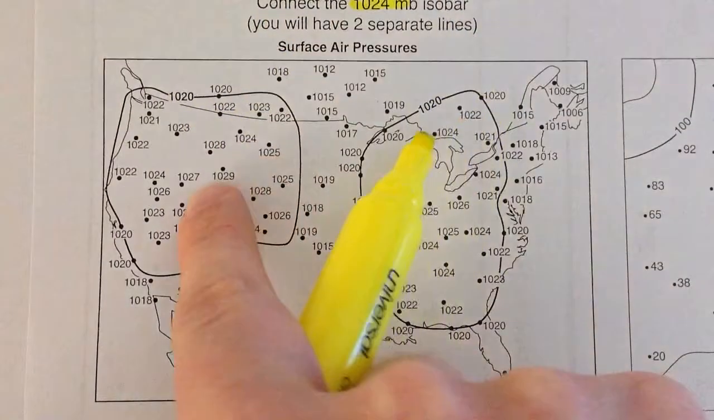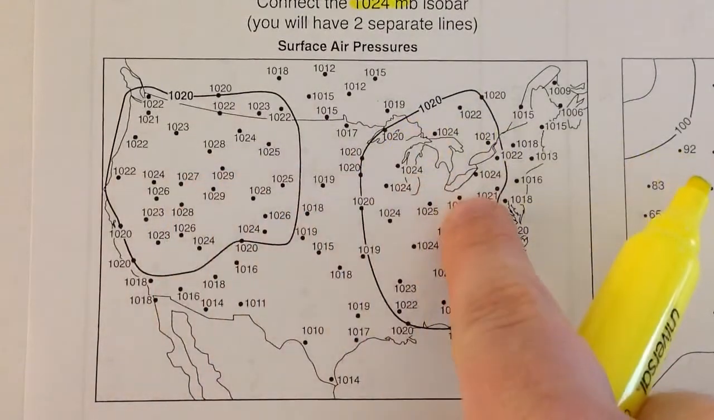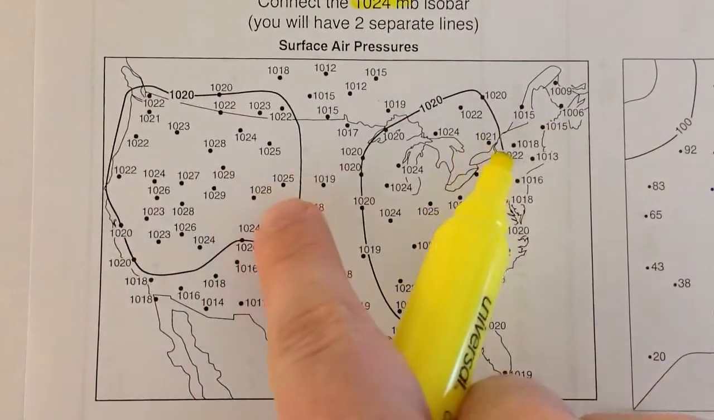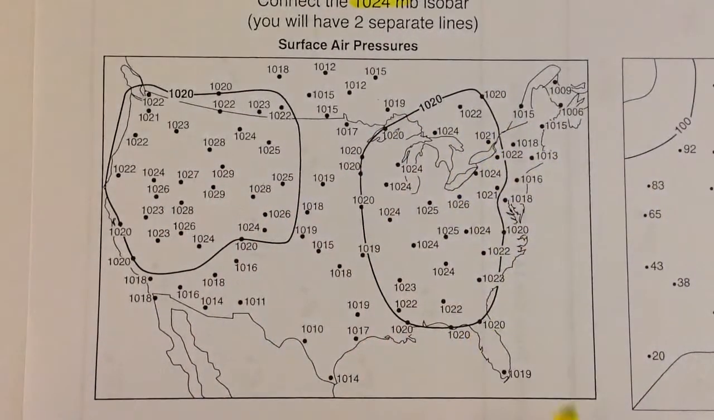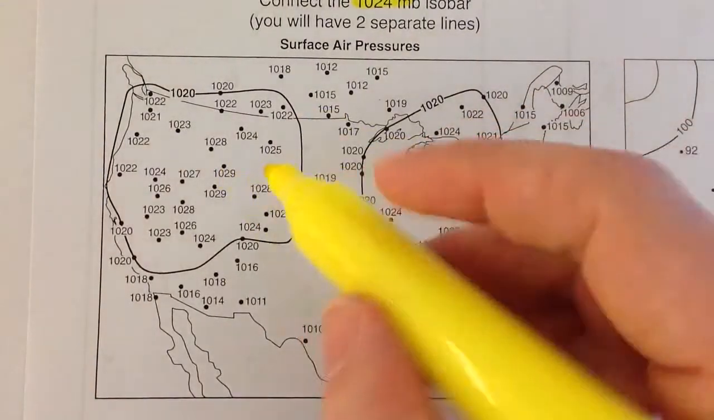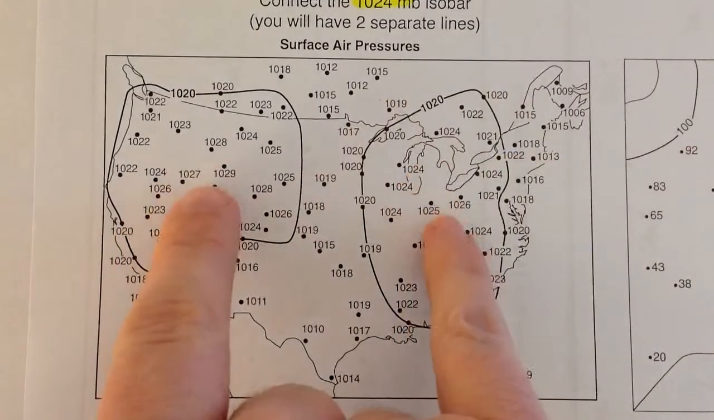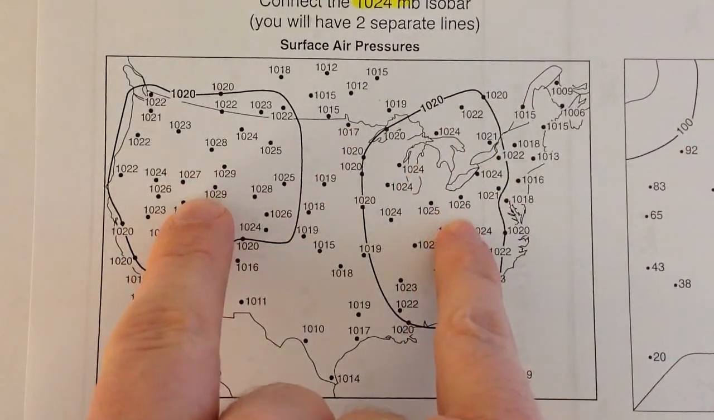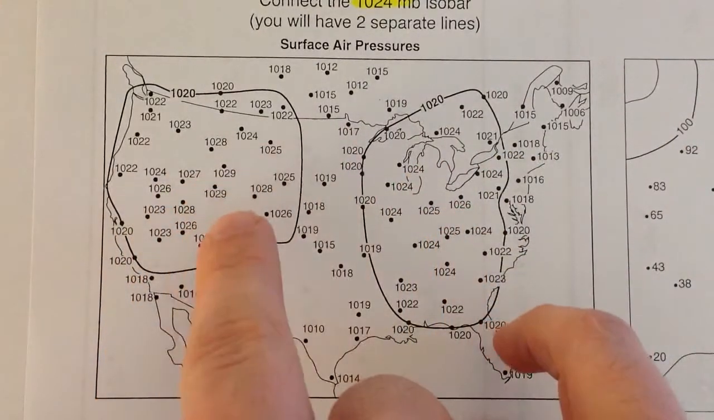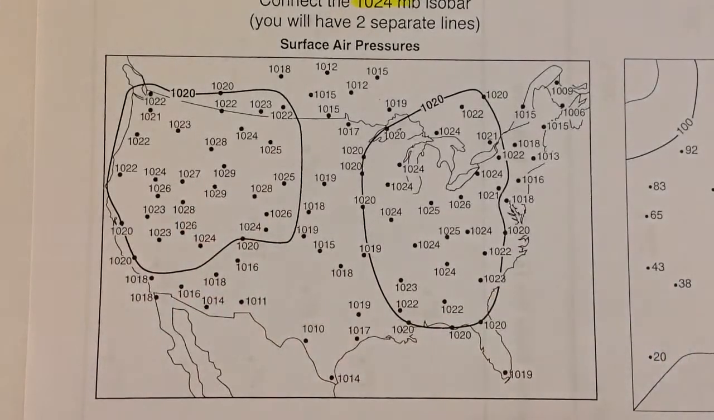So you have two separate isobar values that you're going to connect. The one thing about these lines, they can never intersect. They can't cross. So I can't take the 1024 over here and connect it over here. They're going to be two separate values. These lines are going to get close together, but they're never going to touch, they're never going to cross.